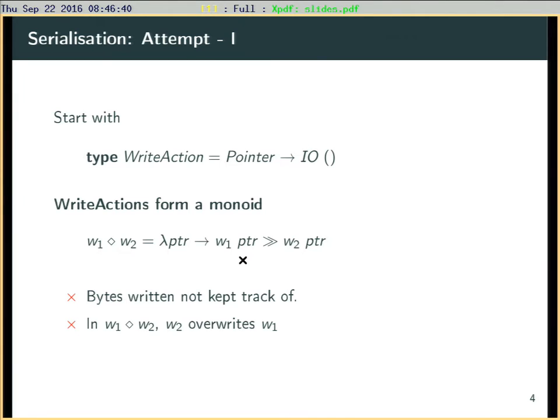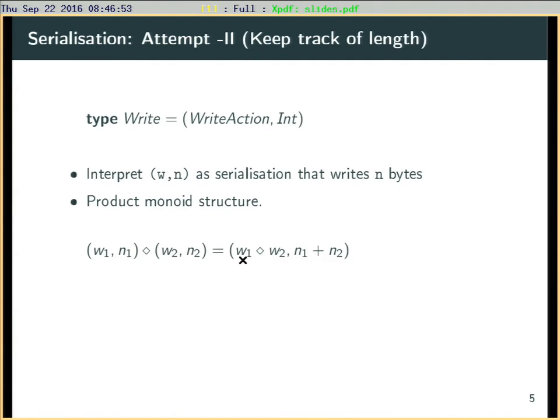Okay. Clearly, this is not good. We are not tracking how many bytes we are writing. And worse, W2 overwrites W1. So this is clearly not a very good serialization. So the first attempt is, let's just keep track of the length. Okay. So how do we do that? We just pair it up with integers. And on the integer side, we are thinking of the additive monoid structure. Okay. And on the write action, it is the monoid structure that we had in the previous slide.